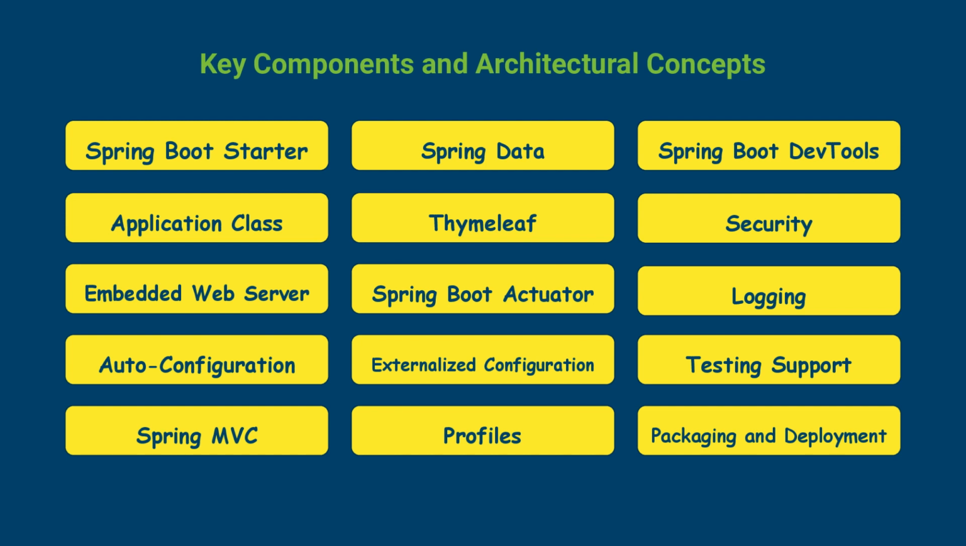Externalized configuration. Spring Boot allows you to externalize configuration properties, reducing the need for hard-coding values in your code. Configuration can be specified in property files, for example, application.properties or application.yml, or through environment variables.